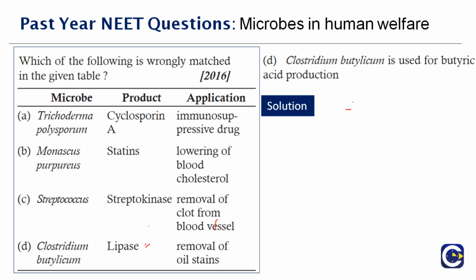Out of the four, which one is wrong? If you say, it is option D, I again repeat, Clostridium butylicum actually is used in the production of butyric acid. Okay, therefore the correct answer is option D.